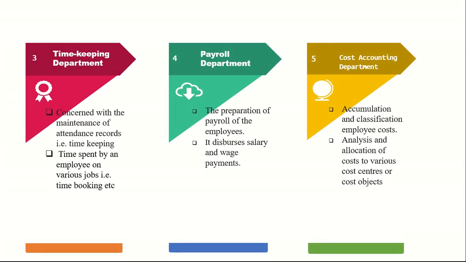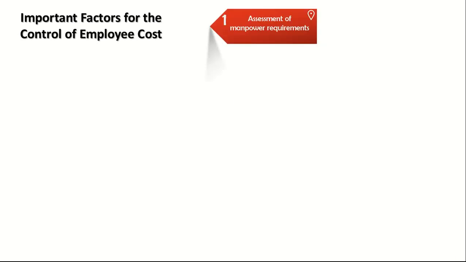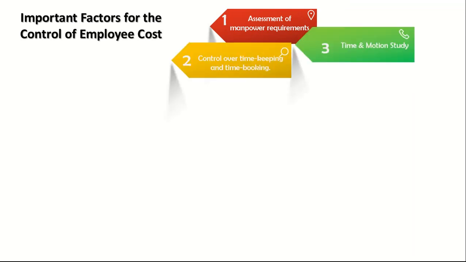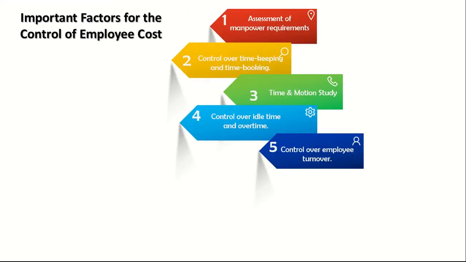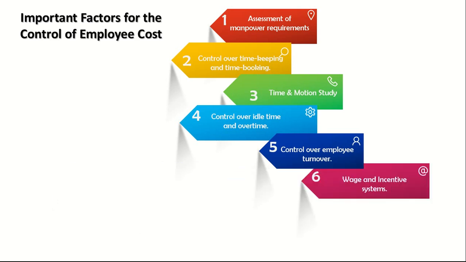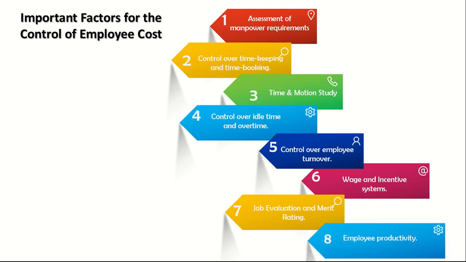Important factors for the control of employee cost. To exercise an effective control over the employee costs, the essential requisite is efficient utilization of employees and allied factors. The main points which need consideration for controlling employee costs are the following. Assessment of manpower requirements. Control over timekeeping and time booking. Time and motion study. Control over idle time and overtime. Control over employee turnover. Wage and incentive systems. Job evaluation and merit rating. Employee productivity.